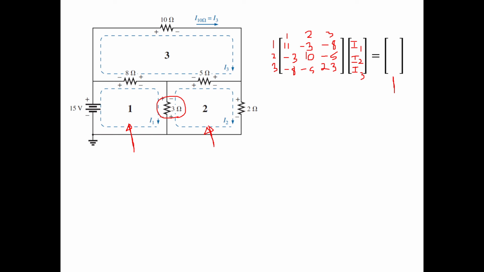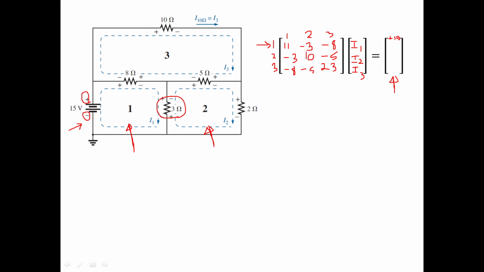Now how do you fill this column? Go to loop number 1, because this row belongs to loop number 1. Is there any voltage source? Yes, I have a voltage source, and the current is flowing from minus to positive. So that means plus 15. So here you have to write plus 15.